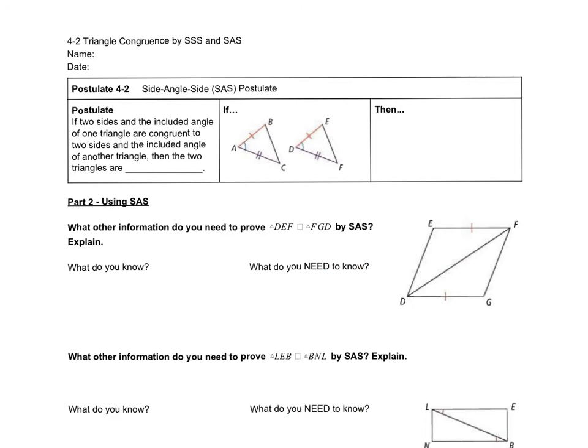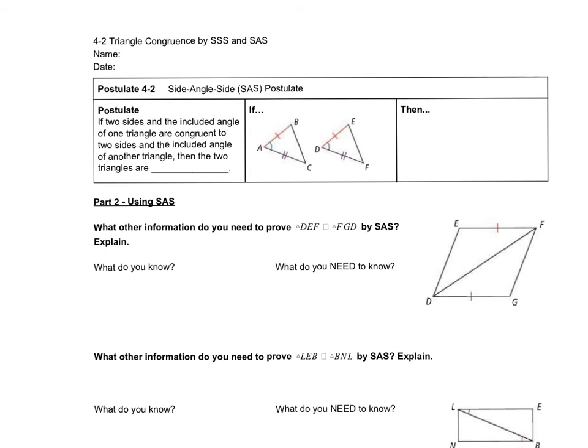All right, and then in 4.2, this is where the included angles come into play. So we have SAS, side angle side, and it states that if two sides and the included angle of one triangle are congruent to two sides and the included angle of another triangle, then the two triangles are congruent.